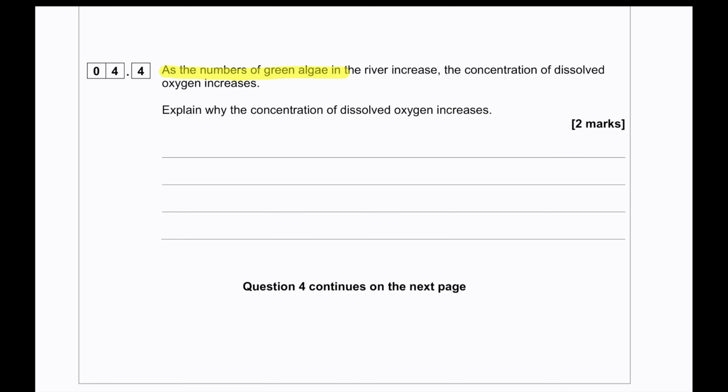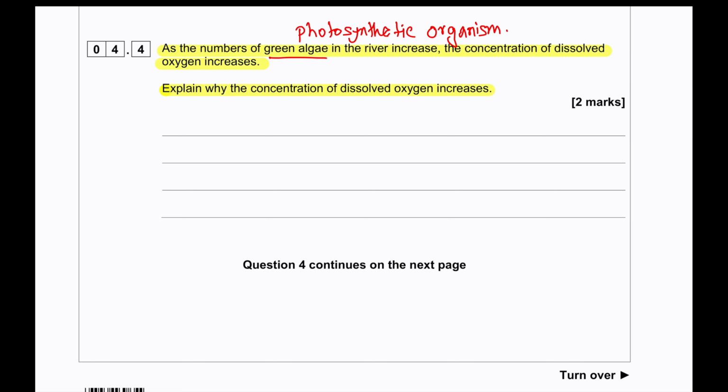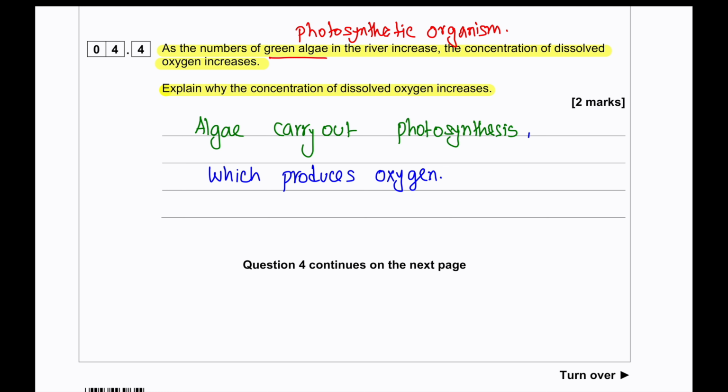As the number of green algae in the river increases, the concentration of dissolved oxygen increases. Explain why the concentration of dissolved oxygen increases. Green algae are photosynthetic organisms, so they can do photosynthesis and produce oxygen. So we will give the answer in this way: algae carry out photosynthesis which produces oxygen.